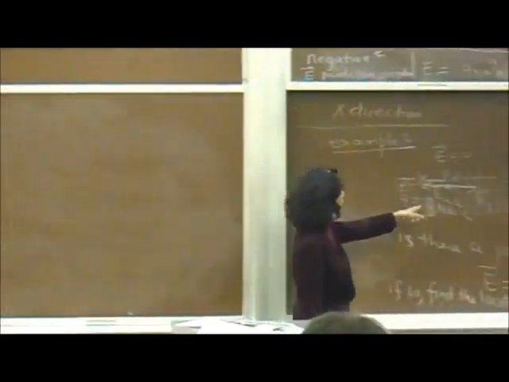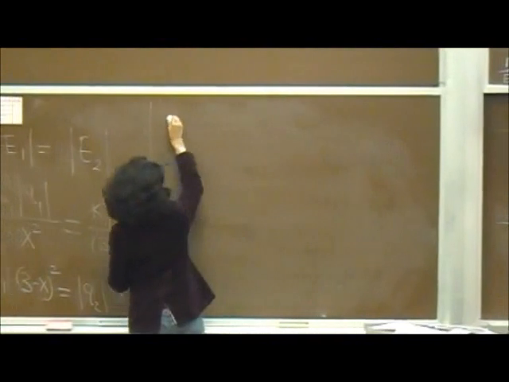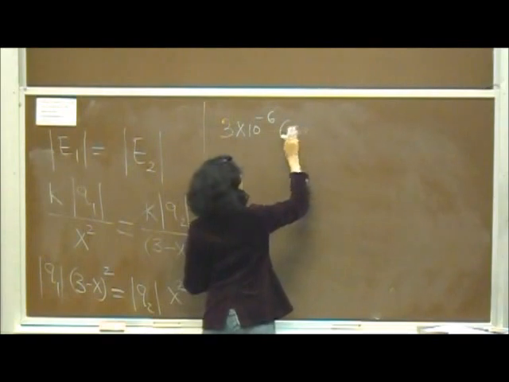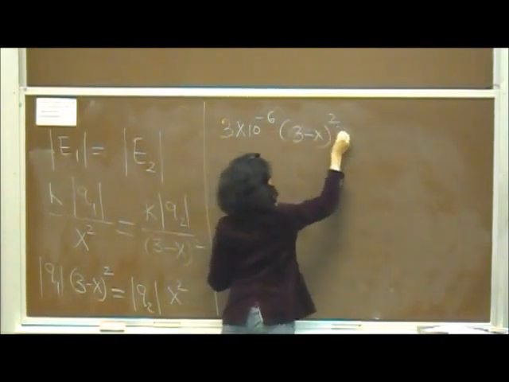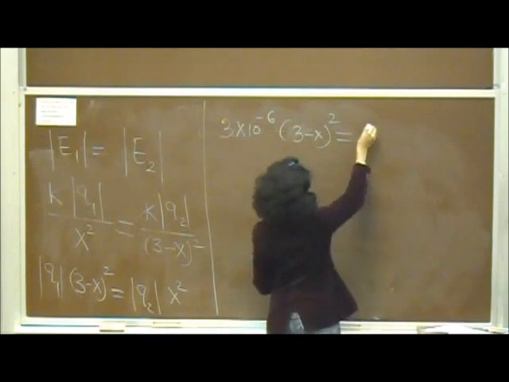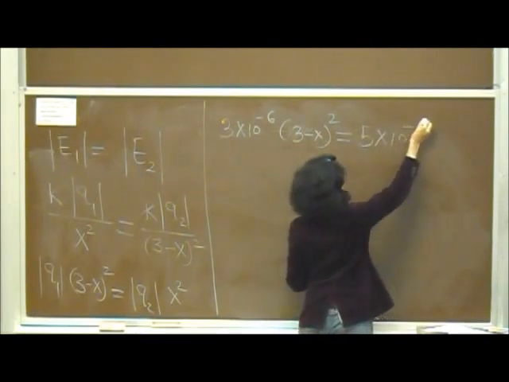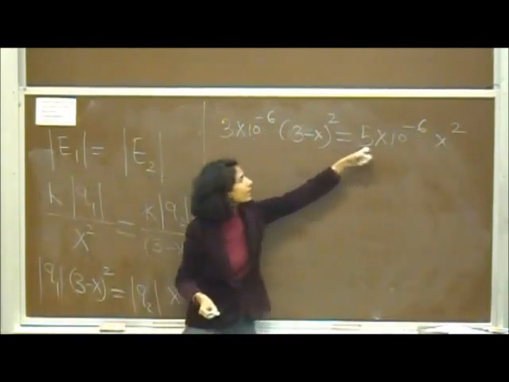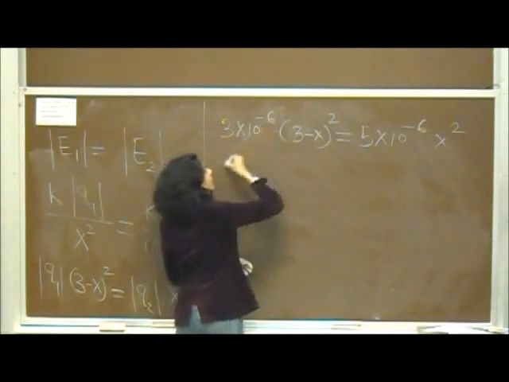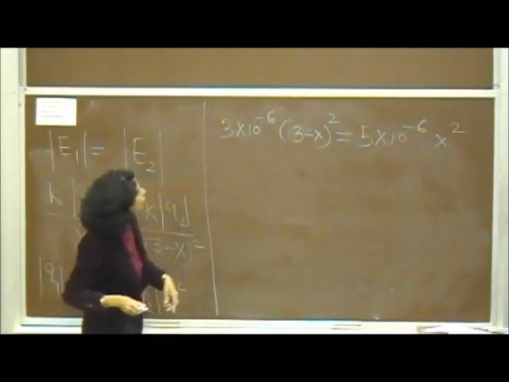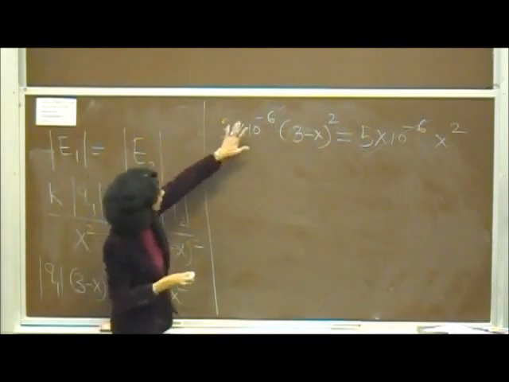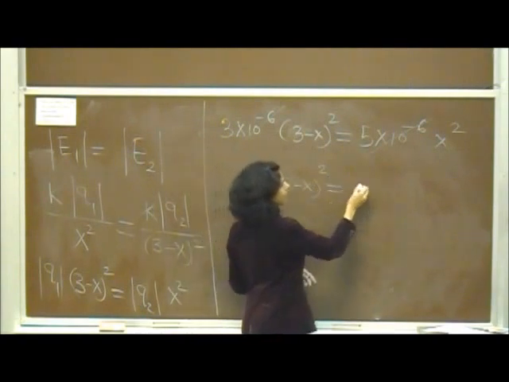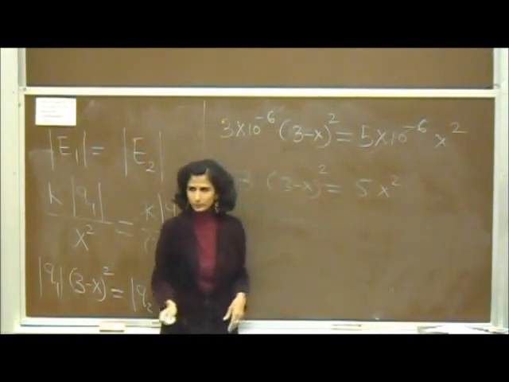Q1 is given to us to be 3 times 10 to the power minus 6 Coulomb. And we have 3 minus x squared. This should be equal to Q2, which is 5 times 10 to the power minus 6 Coulomb times x squared. Notice, can I divide both sides by 10 to the power minus 6? Yeah, I can divide both sides by 10 to the power minus 6. This gets cancelled. So what we are left with then is 3 times (3 minus x) squared is equal to 5 x squared.